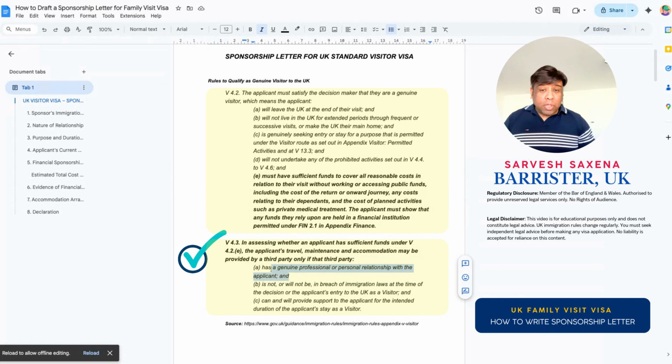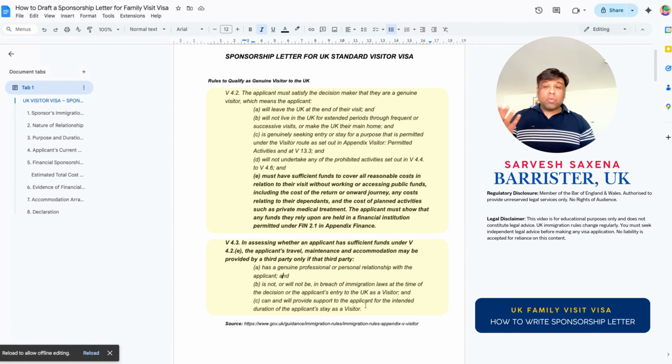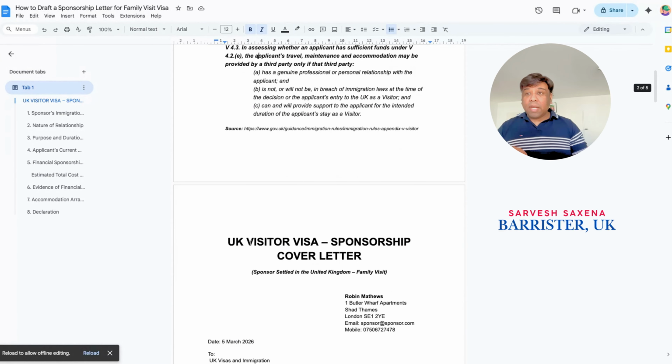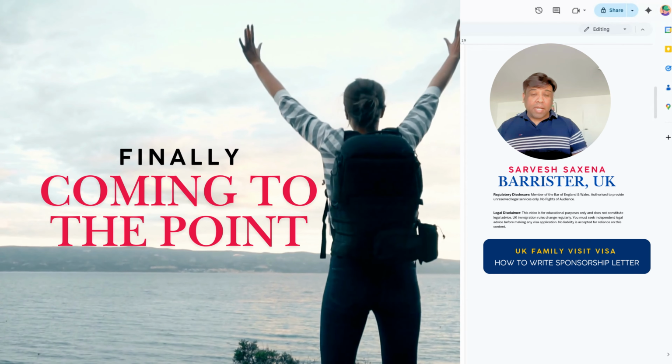But in order to do that, you must have a genuine professional or personal relationship with the applicant, and the sponsor is not in breach or will not be in breach of any immigration laws of the country. That means the sponsor, the third party, should not be in breach of any immigration rules at the time of application, and can and will provide support to the applicant for the intended duration of stay as a visitor. I have written a cover letter which I am going to cover right now.